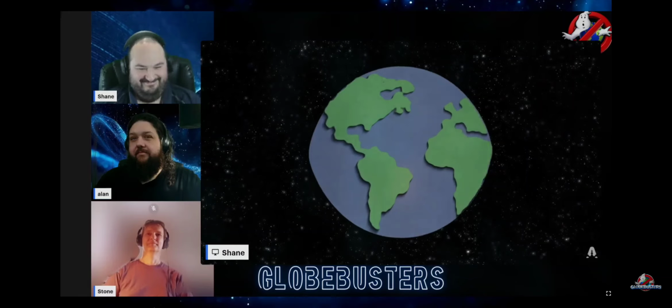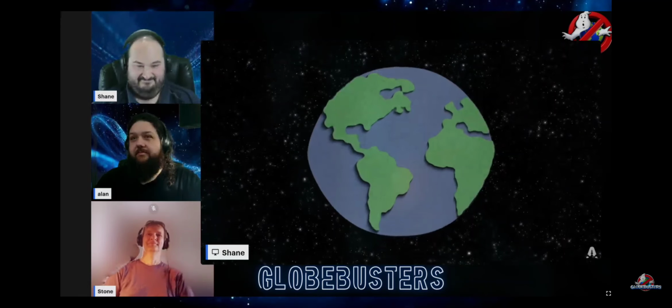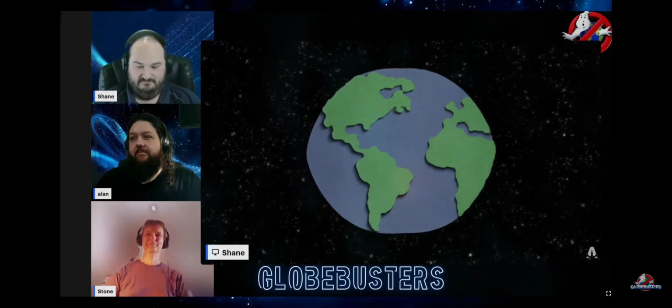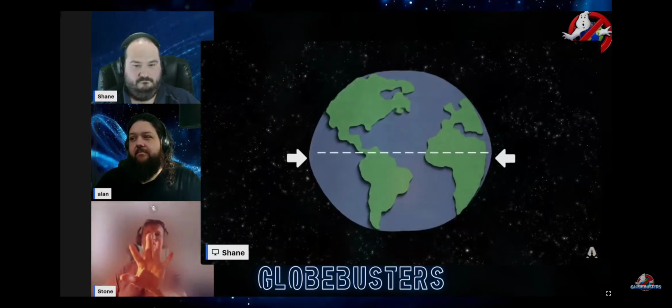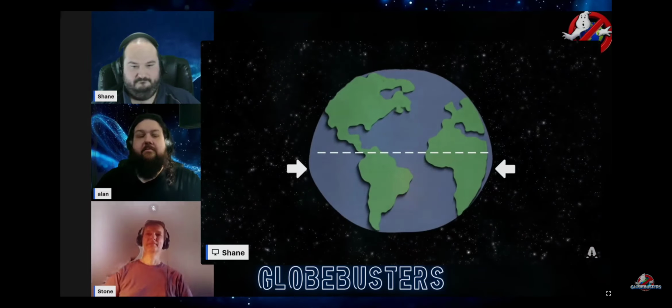We are about 5 miles wider across the equator than we are pole to pole. Not only that, a slight detail, we are wider just below the equator than at the equator. Something to be proud of, Earth.